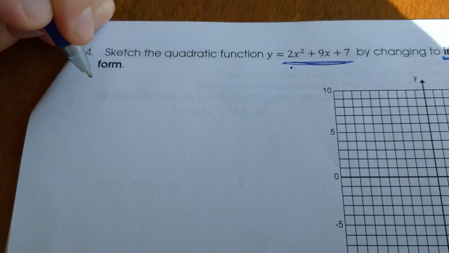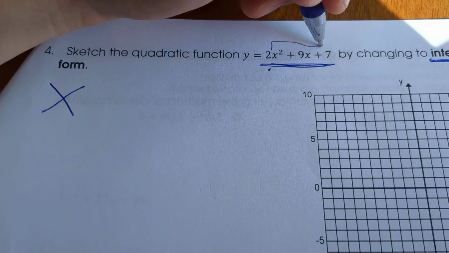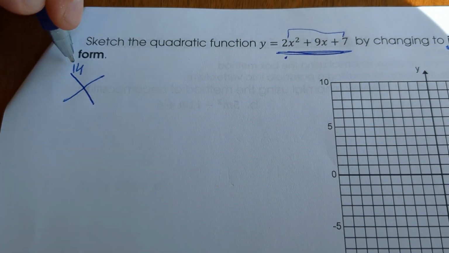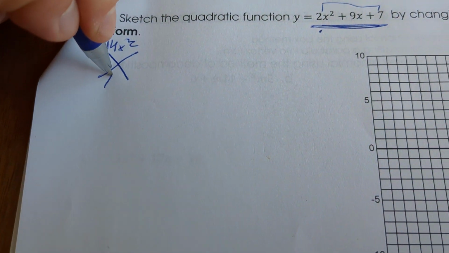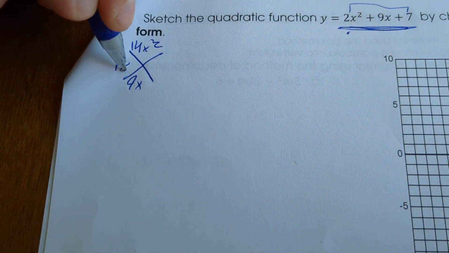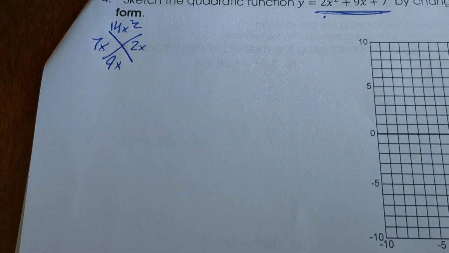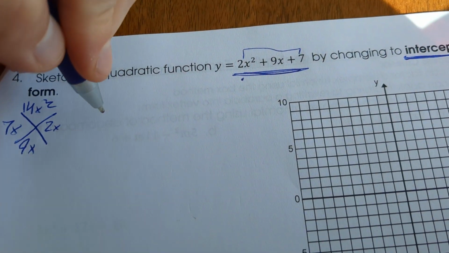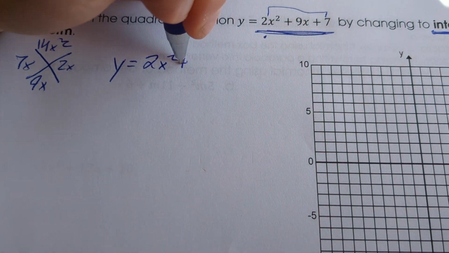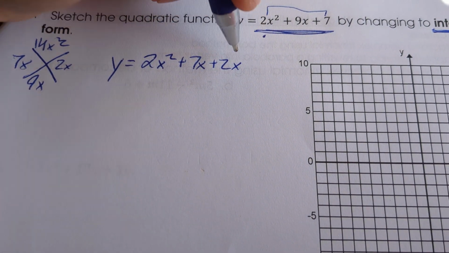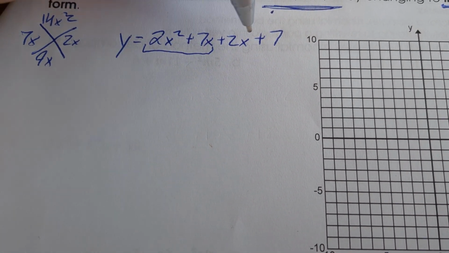Okay, so factoring this, start with the cross. Multiplying first and last term, we have 14x squared. And we're adding to 9x. So this would be 7x and 2x, right? These add to 9, multiply to 14. Okay, I'm just going to do algebraic this time again. So we have 2x squared plus 7x plus 2x plus 7. And we're factoring by grouping.